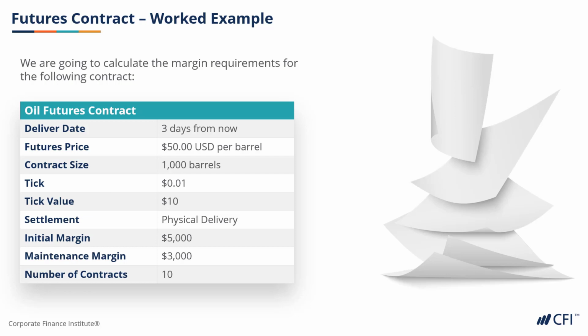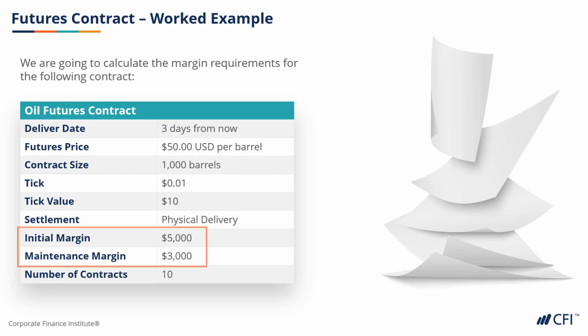The tick size is 1 cent, which means that the price of oil on this futures contract will move in increments of 1 cent. However, because we're always trading in increments of 1,000 barrels, a change of 1 cent per barrel actually translates to a change of $10 per contract. Because this is a commodity future, the delivery will be physical. We'll actually physically deliver the oil.